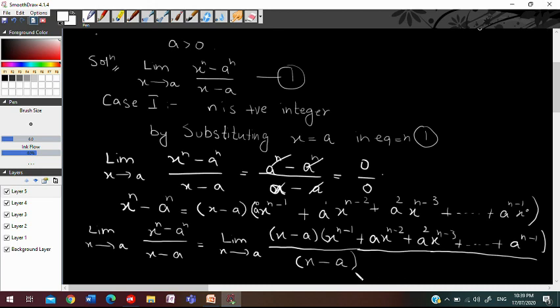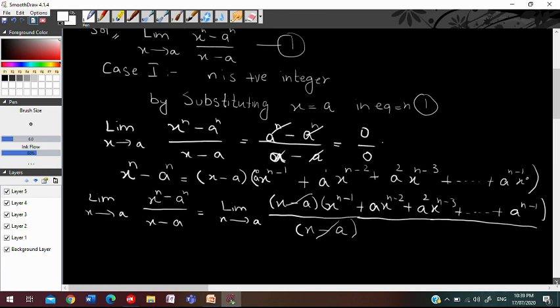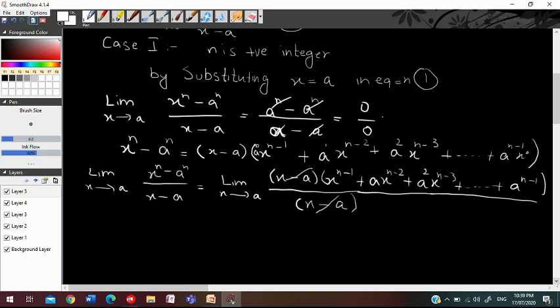So what happened? We get the same factor (x minus a) divided by (x minus a), and these two factors cancel each other out, and we get the advantage of this cancellation. How? Because now if we apply the limit on the remaining part of our question, we will not get the 0 by 0 form.